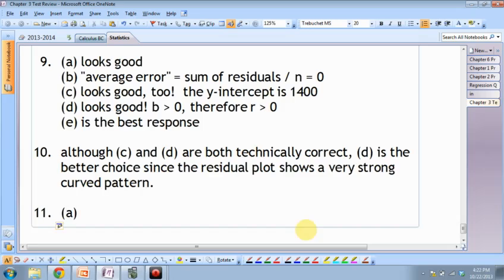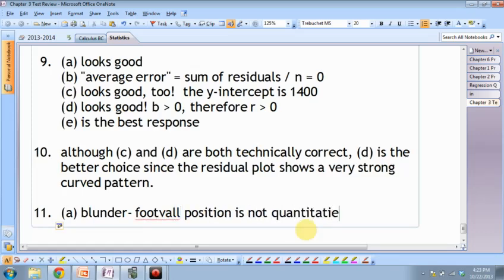Okay. A: There is a correlation of 0.54 between football position and player weight. What's the blunder? Which one isn't quantitative? Football position is not quantitative. If we have a variable that's not quantitative, that means regression doesn't make sense.